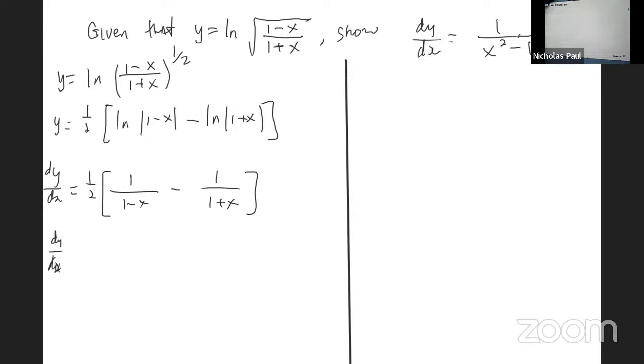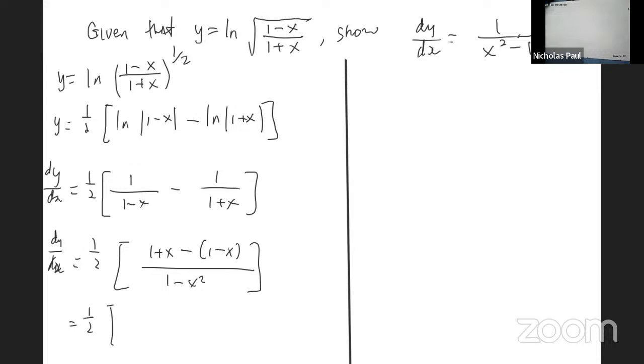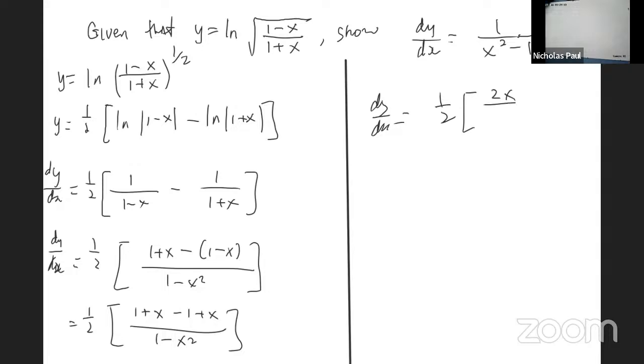Right? Just to make everything look a little simpler inside, I'm going to find the LCM. I'll get 1 minus x squared. I'll get 1 plus x on top minus 1 minus x on top as well. So I'll get a half by 1 plus x minus 1 plus x all over 1 minus x squared, which will lead us to dy/dx is equal to a half by 2x all over 1 minus x squared.